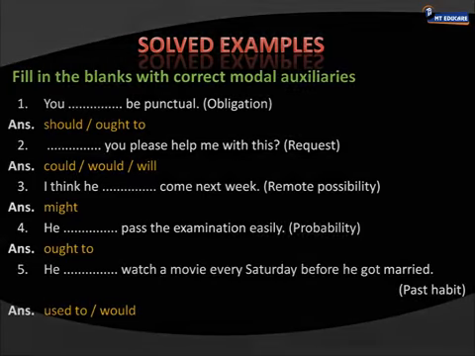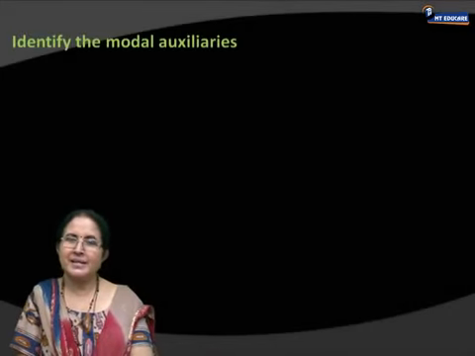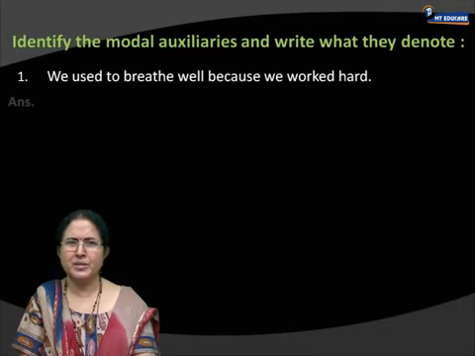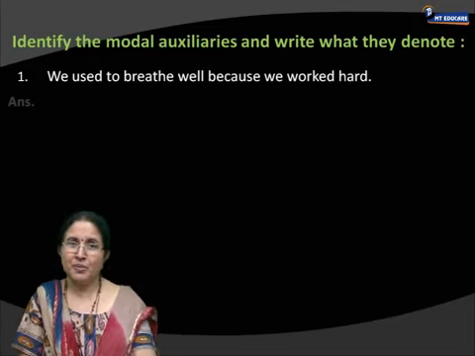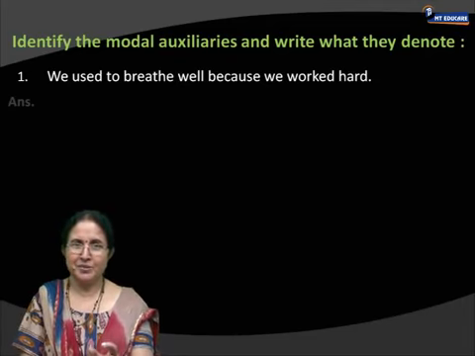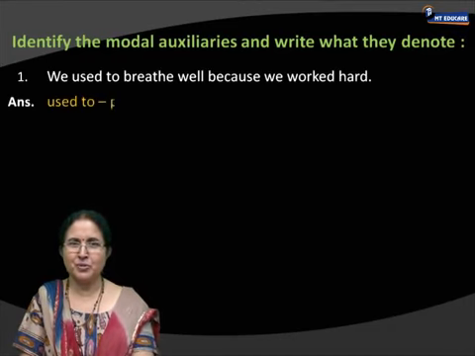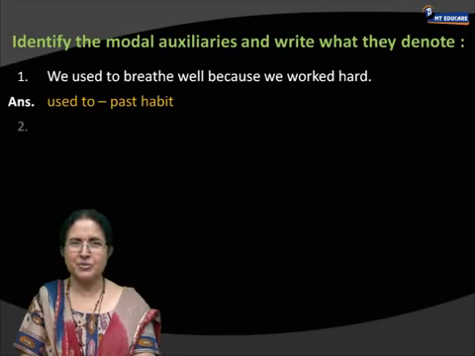Right. Second type of question is identify the modal auxiliary and write what they denote. Now in this sentence, we used to breathe. Now that you're familiar with the modal auxiliaries, you can read the sentence and definitely you'll tell me, ma'am, it is used to, the word. We used to breathe well because we worked hard. Now, what is your job? Identify means what? You've got to underline. You've got to pick it up. You've got to take it and write it down. So see the answer how it is written? You pick out used to from there and write it down, used to.